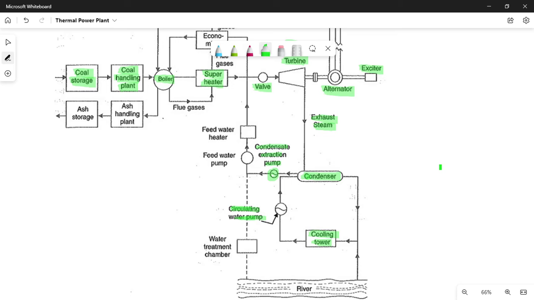Suppose water is to be included in the circuit for the heating process. The water is taken from the river and, through the water treatment chamber, is given to the feed water pump. The feed water pump takes the water either from the condenser output or from the water treatment chamber. From this, the feed water pump pumps the water into the feed water heater. The feed water heater is used to heat the water which is fed into the boiler.